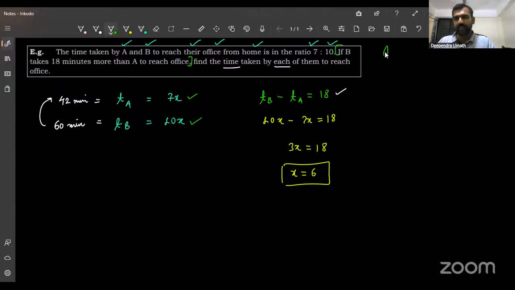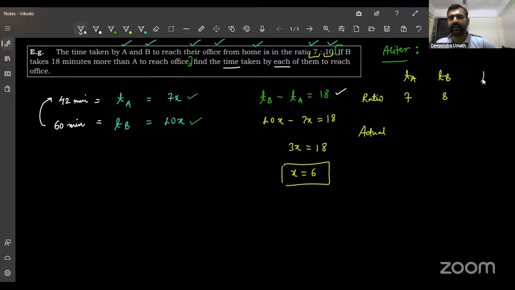There is one more method, students. I am not saying that this is an additional method. This is just one of the ways of looking at it. How I see it, see. So we have time taken by A and time taken by B in the ratio 7:10. So I say time taken by A is 7, time taken by B is 8, but this is happening on ratios. However, actually, I don't know what is the time taken by them. But what I know is that time taken by B is, I'm really sorry, this is not 8. I have written it mistakenly as 8.